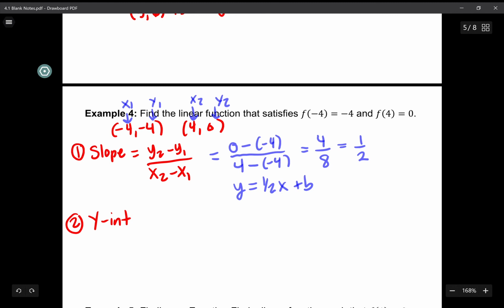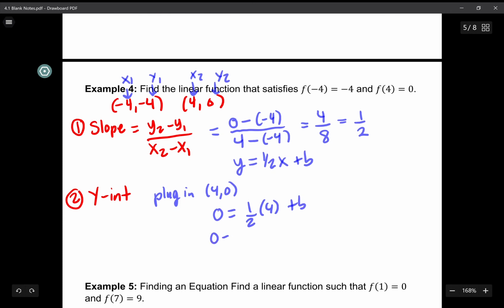Great. Now, how are we going to find the y-intercept? Well, we have 2 points this time. You can plug in either one you want. I'm going to plug in the second one because I like working with 0. It makes things easy. So I'm plugging in 4, 0. So that tells me that 0 equals 1/2 of 4 plus b.